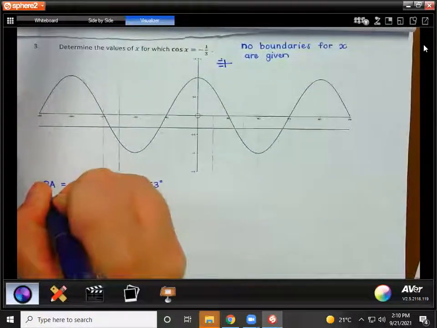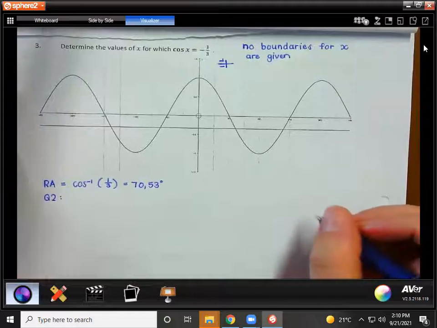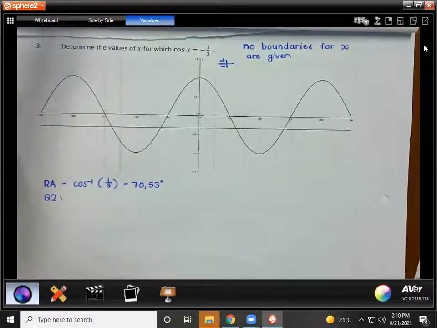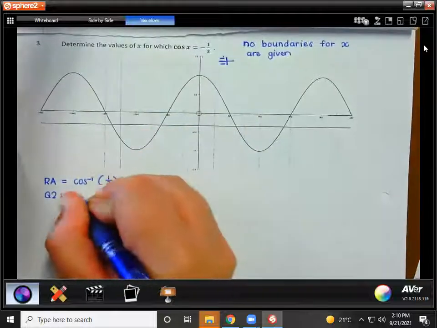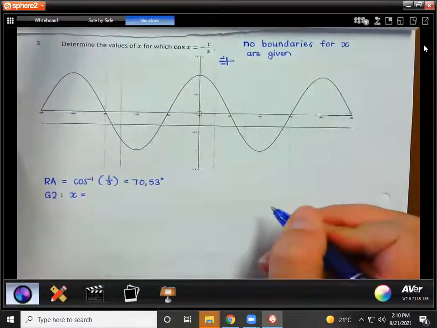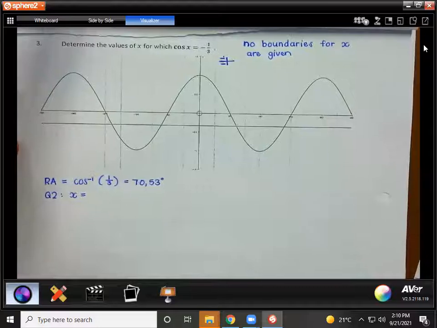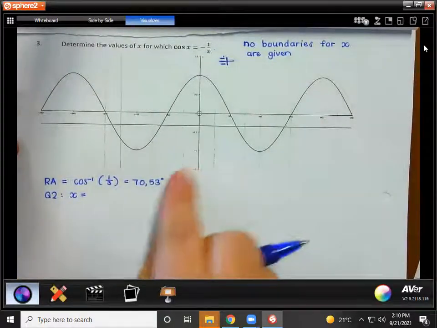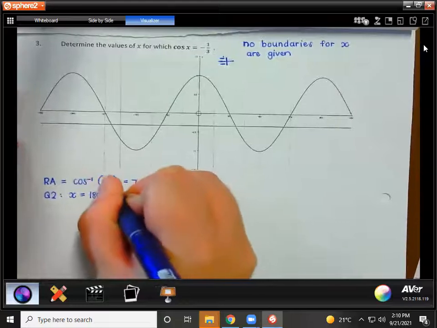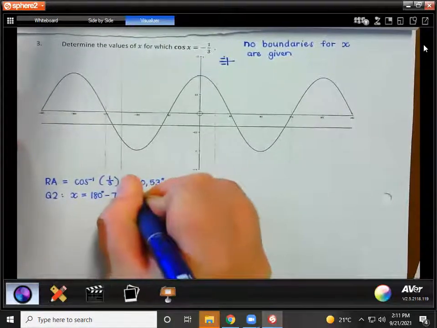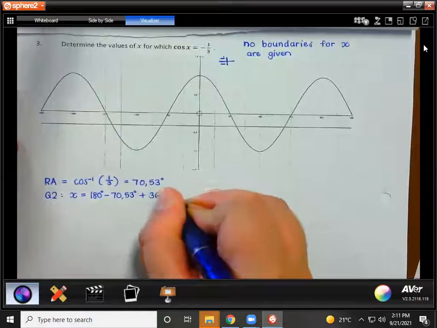Okay, so we're going to say quadrant 2. You don't have to write 2, but I always do. I find it just helps to keep track of what I'm busy with. So the angle here is x equals, what do we do in quadrant 2? How do I find an angle in the second quadrant? By saying 180 minus the reference angle. Good. So 180 minus 70.53 degrees. Immediately, guys, you have to write plus 360n.